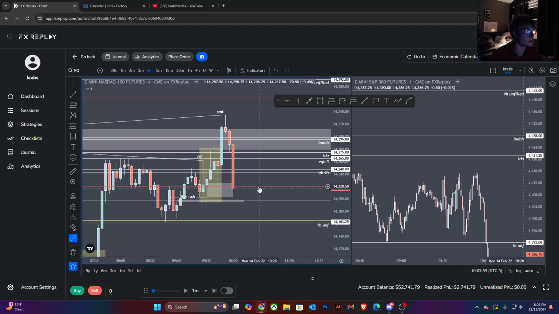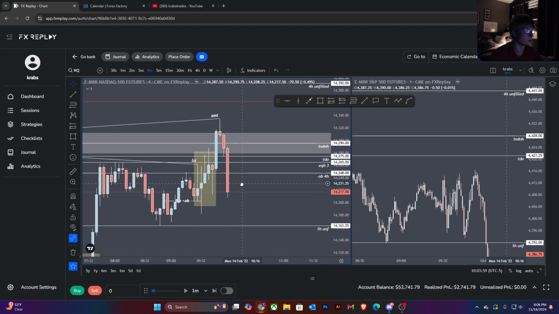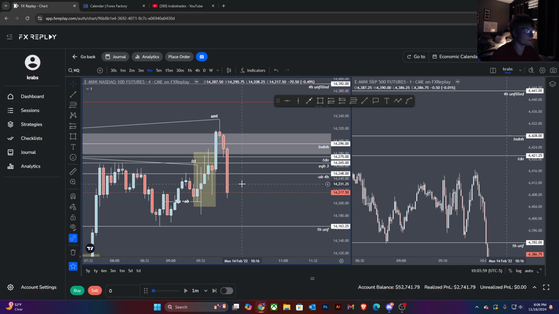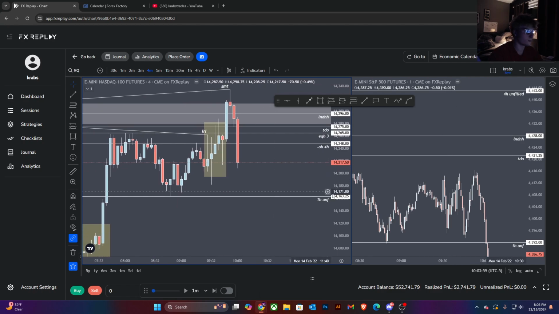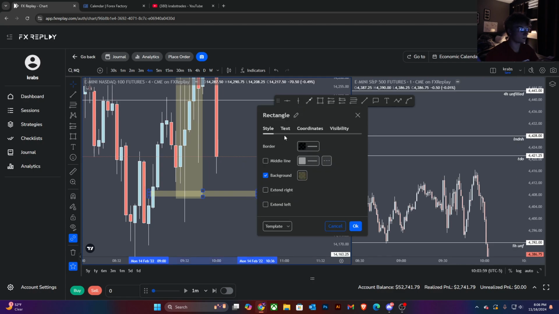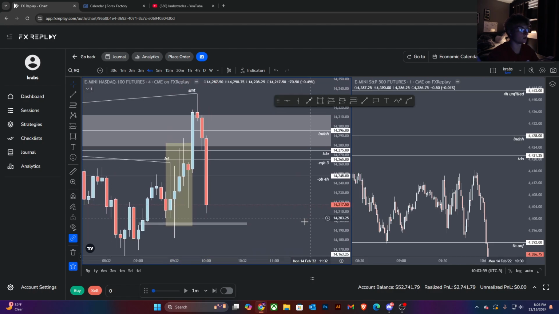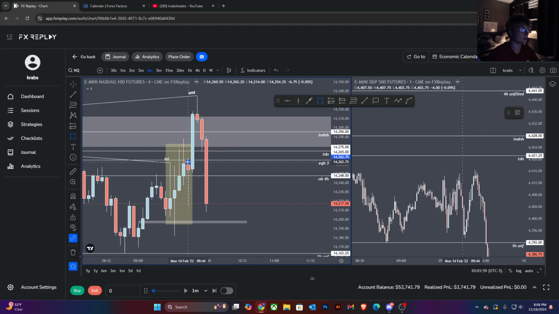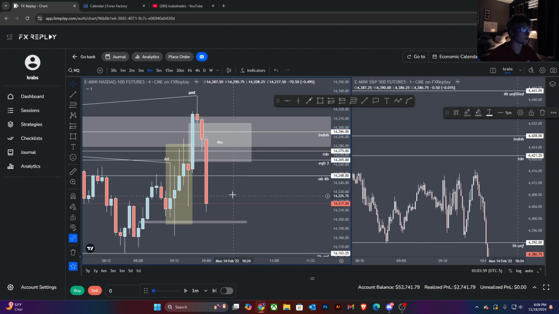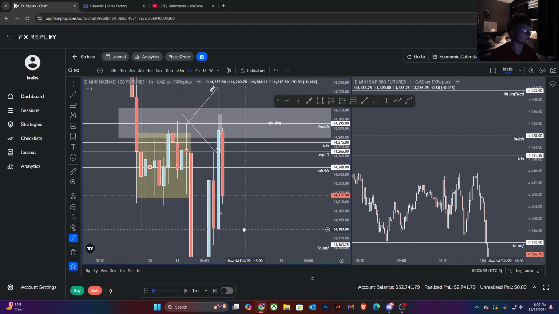Yeah, let me clean up my chart a little bit because it's absolutely cooked. 4 minute. There is this right here. This got inversed. So yeah, hopefully we can just get a clean inversion of this 4 minute here. This short does look A+ towards this unfilled hourly fair value gap.